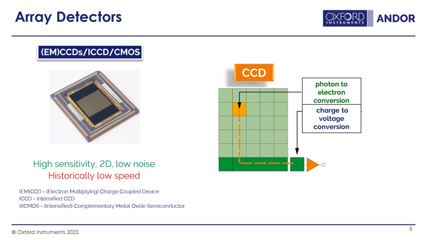In the last session, Adam talked a little bit about array detectors, where array detectors are a collection of photosensitive pixels that are integrated together to make a 2D sensor or a camera. These are called CCDs, or charge coupled devices, and they come in a few variants: EMCCDs, ICCDs, complementary metal oxide semiconductor, CMOS, or even ICMOS.